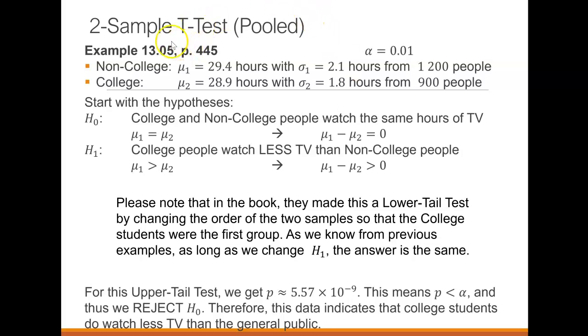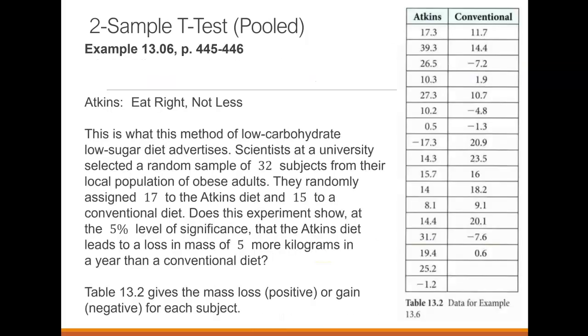If you looked at this example in the textbook, they did this the other way, as they called the college mu1 and the non-college mu2. So they ended up doing a lower tail rather than an upper tail. But we know that the answer is going to come out the same way. We did this example previously where we switched them around and saw that we get the same result. Okay, let's do another.